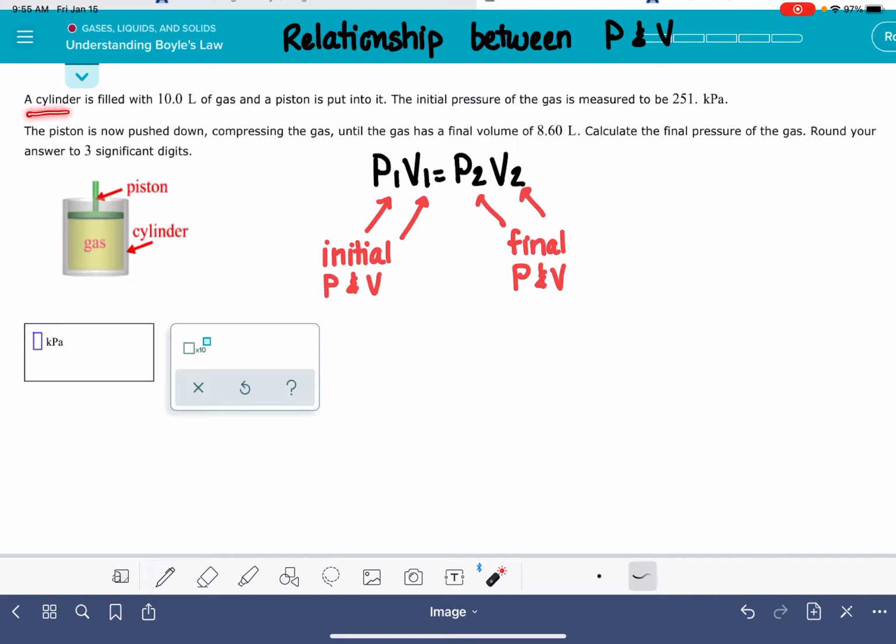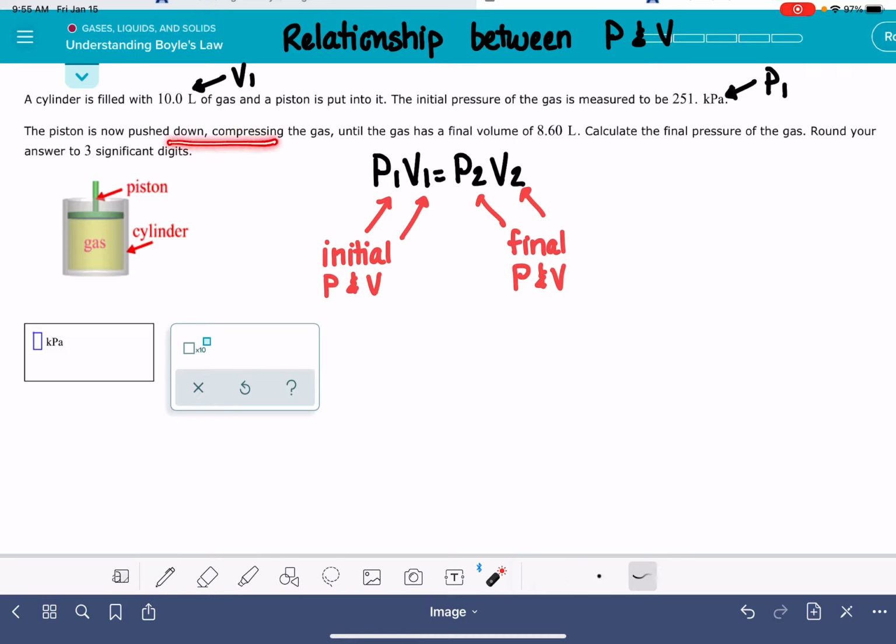So this is telling us that a cylinder is filled with 10 liters of gas. That sounds like it's our initial volume. And here is that cylinder. A piston is put into it. A piston is just a movable lid. You can move it, push it down, or you can lift it up. The initial pressure of the gas is 251 kilopascals, so that's definitely our initial pressure.